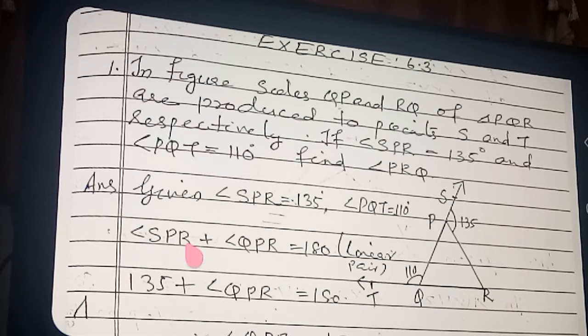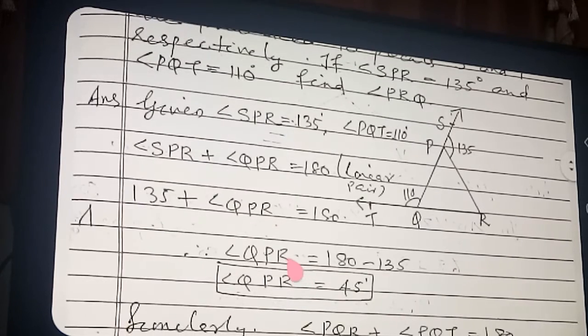Angle SPR plus angle QPR is equal to 180, because they form a linear pair. See here, angle SPR this one, angle QPR this one. Their sum is 180 because they form a linear pair. What is the value of SPR? 135. So 135 plus angle QPR is equal to 180. So angle QPR is equal to 180 minus 135, so you will get 45.